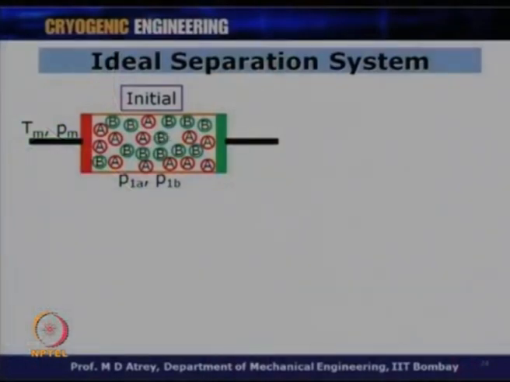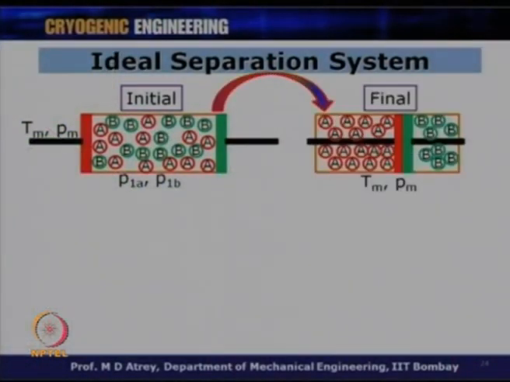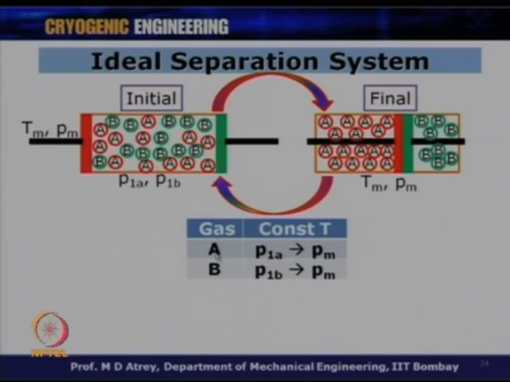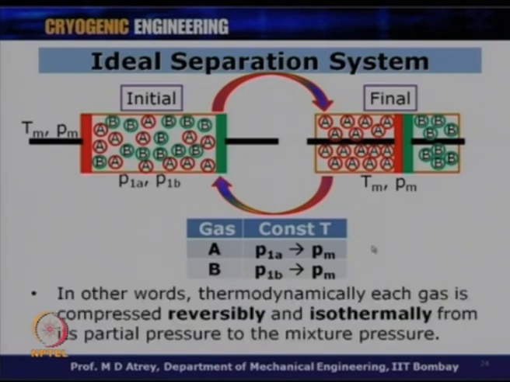So, this is my initial condition where I have a mixture of gas A and gas B. This is my final condition where I have the mixture separated into gas A and gas B. The moment I say it is a reversible process, I should have the arrows like this also. So, I can go from initial to final and final to initial. In both cases, temperature Tm is maintained constant. So, basically gas A is getting compressed from P1A to Pm when I am pushing this piston, and gas B is getting compressed from P1B, the partial pressure of B, to Pm. In other words, thermodynamically each gas is compressed reversibly and isothermally from its partial pressure to the mixture pressure.